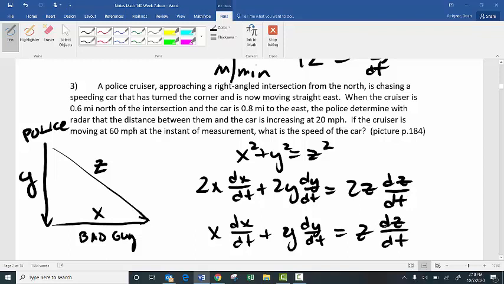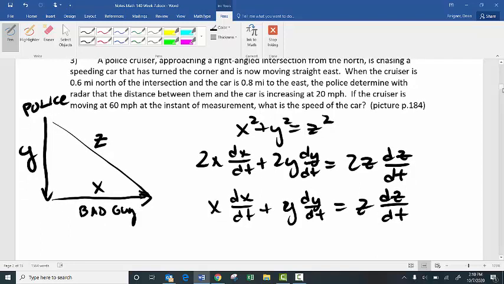Okay, so now it says something. It says the police cruiser approaching the right-hand angle from the north is chasing a speeding car that's turned the corner and is now moving east, which is what we have there. So the bad guy was moving east, which is to the right. When the cruiser is 0.6 miles north of the intersection. So when the police car is 0.6 miles north, so that's going to be X. The car is 0.8 miles to the east.